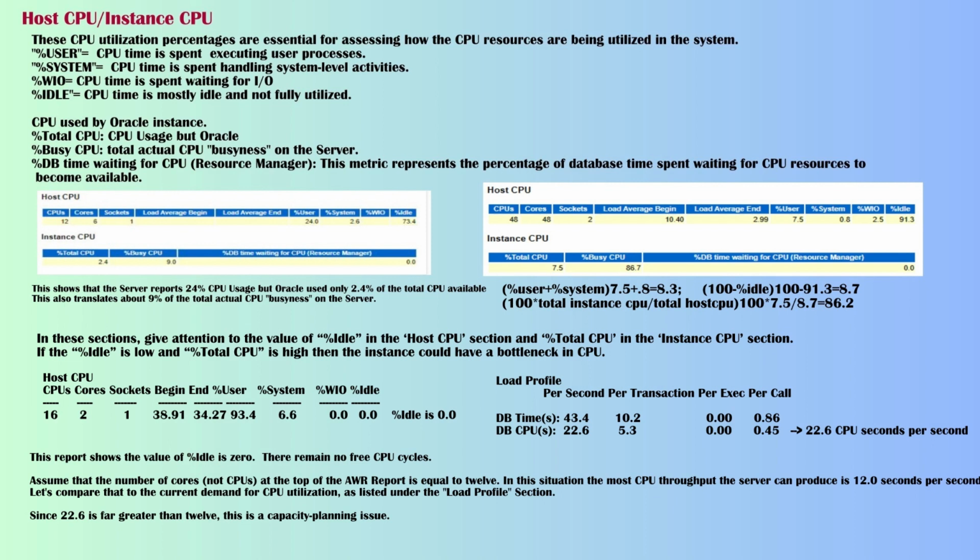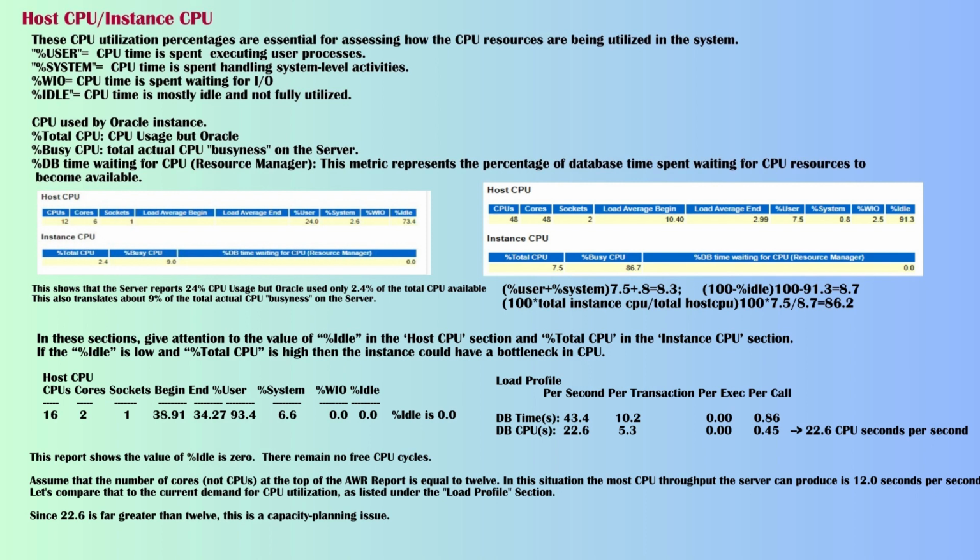The second report shows % user plus % system: 7.5 plus 0.8 equals 8.3. And 100 minus % idle: 100 minus 91.3 equals 8.7. Both of the above results are a close match. 100 * total instance CPU / total host CPU: 100 * 7.5 / 8.7 equals 86.2, which matches the busy CPU % as shown in the report.